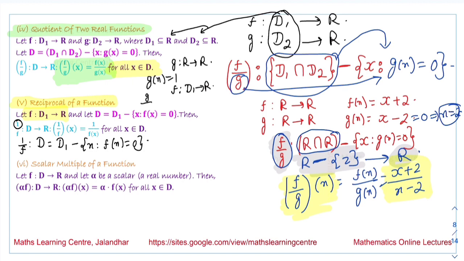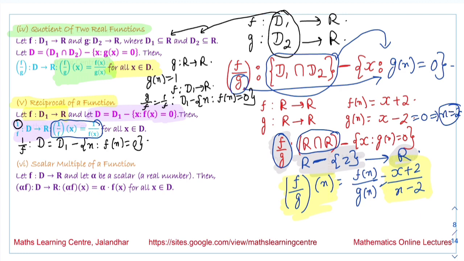So what is g over f? That is equal to 1 over f. The domain of this function will be d1 minus all those points x for which fx is equal to 0. So this is mentioned over here. We are saying this 1 over f has the domain d, where d is d1 minus all those points x for which fx is equal to 0, and it is defined like 1 over fx.